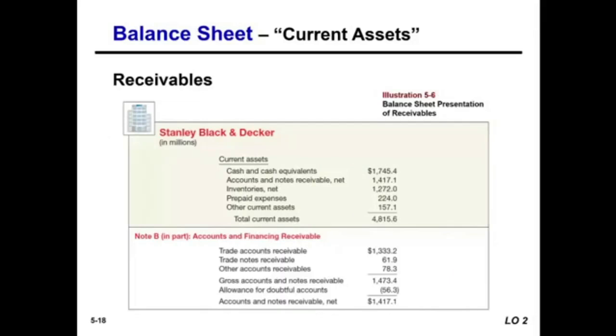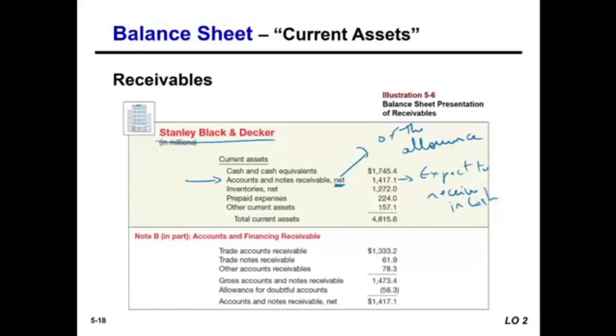So this is the receivable for Stanley Black and Decker. Notice it says net. Net means what? Net of the allowance. Okay, this is how much they expect to receive in cash. Maybe the gross is higher, but this is how much they expect to receive in cash.